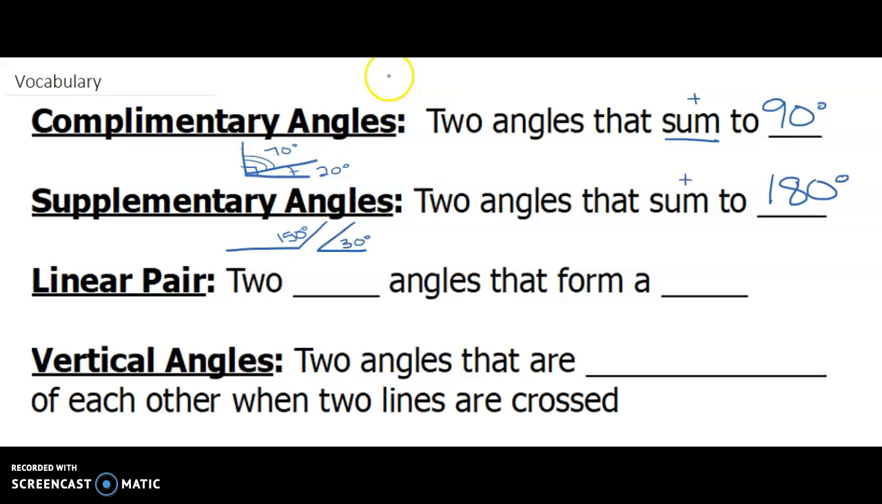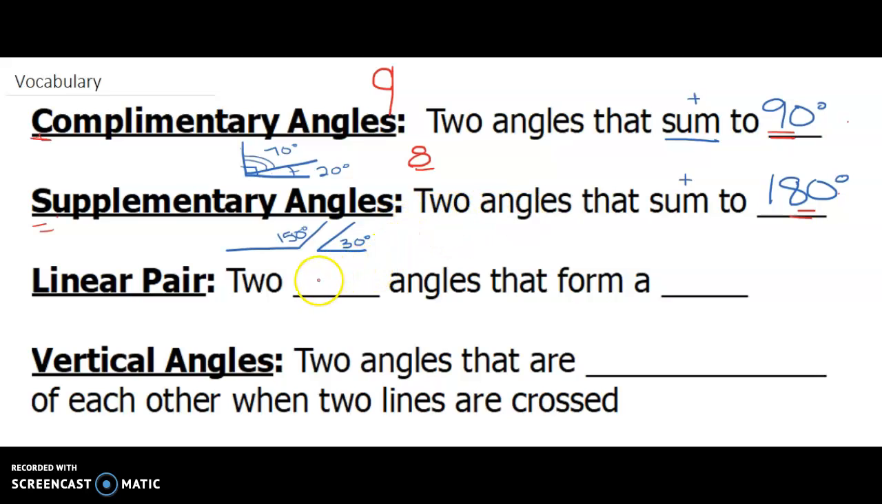So the way I remember it is complementary starts with a C, supplementary starts with an S. Now you can easily make a 9 out of a C, and you can easily make an 8 out of an S. So complementary has a 9 in it, 90. Supplementary has an 8 in it, 180. Or I've also heard students remember it that C comes before S in the alphabet, just like 90 comes before 180 when you're counting. So either way, I don't care, but find a way to remember which is which.